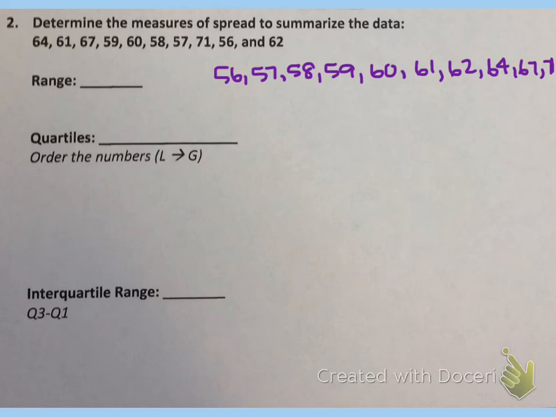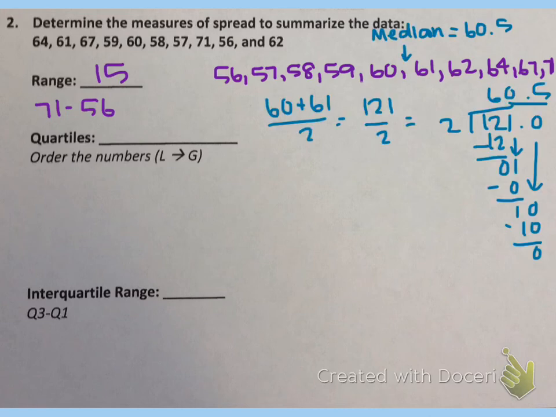So the first thing we have to do is find the range, which is the greatest minus the least. So we're going to do 71 minus 56, and that's 15. So now that we've found the range, we need to find our quartiles. And of course, in order to do that, first we have to find the median, and then we can find the quartiles. So go ahead and find the median, press pause to do that, and then press play to check.